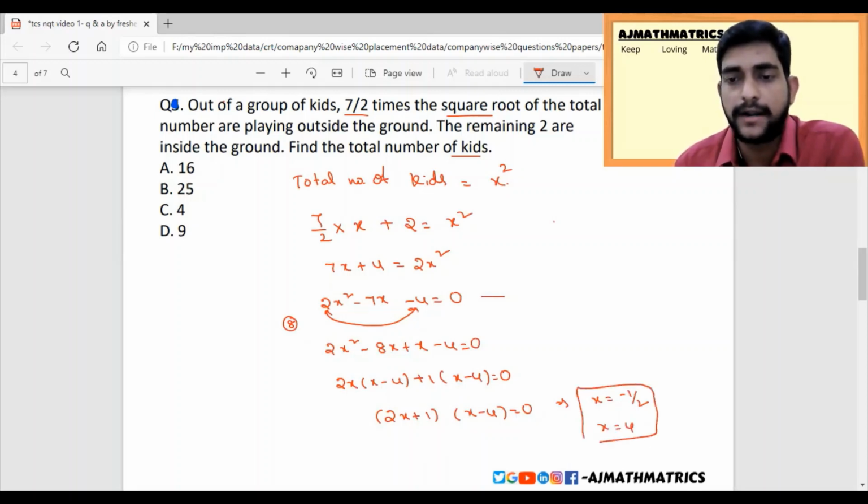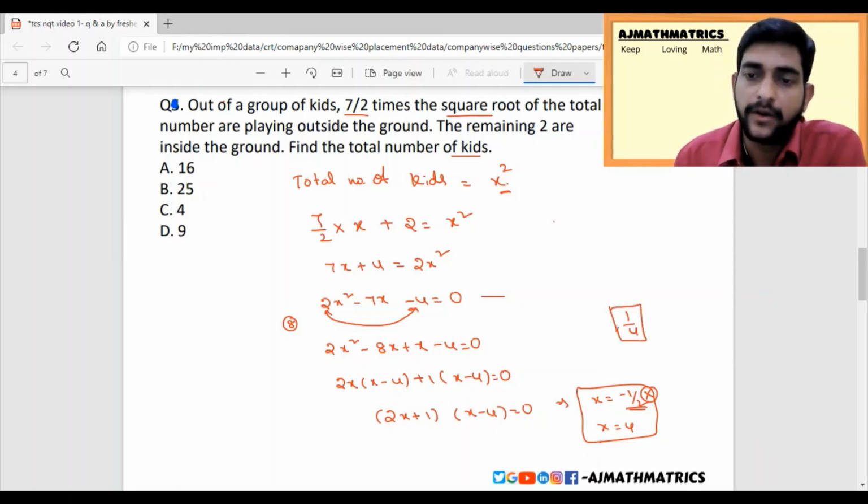As this is a quadratic equation, we will get two values. Here x equals 1 by 2 is definitely not possible because this is representing the number of kids. So 1 by 2 is definitely not the number of kids, and here it is x square, and if you consider a square of 1 by 2 also, then it will become 1 by 4. So 1 by 4 is definitely not representing the kids. Then we'll go with the next part, that is x equals 4.